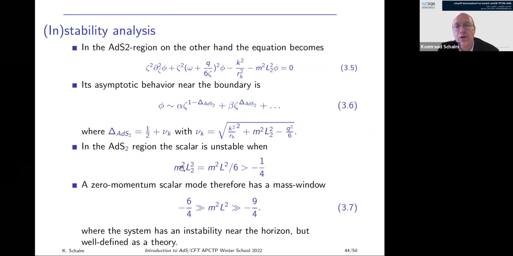So there's this small window where the mass squared is less than -6/4, but larger than -9/4, where it's unstable in the AdS2 region, but it's stable in the AdS4 region. What this means is that the system has an instability near the horizon. That's this AdS2 instability, but it's well defined as a theory. In the UV, there's no problem. And this is the instability that can trigger something interesting to happen. That means under the RG flow, even if I start very well defined, as I go to lower energies, something should happen.